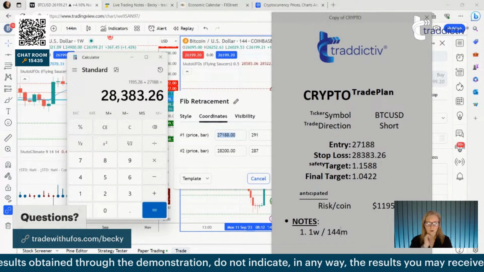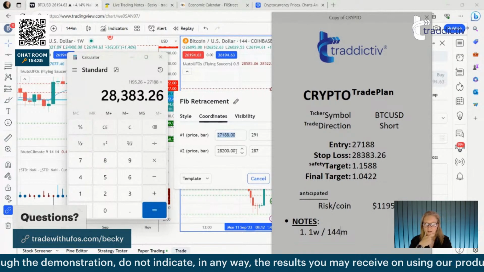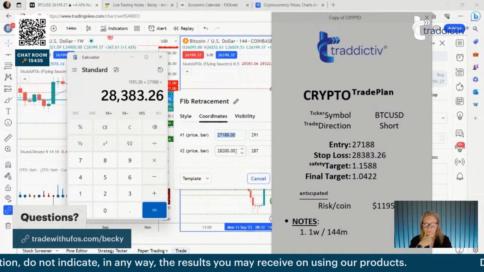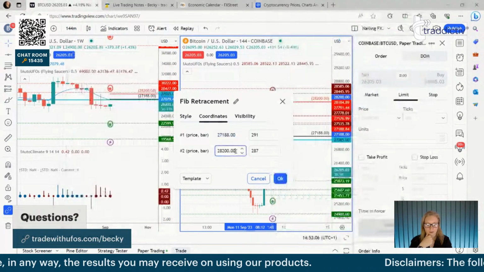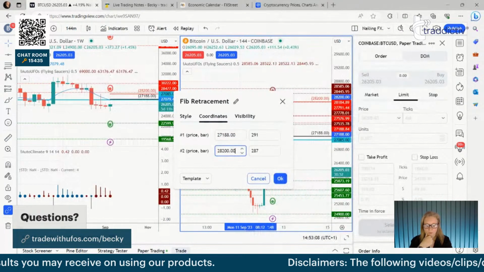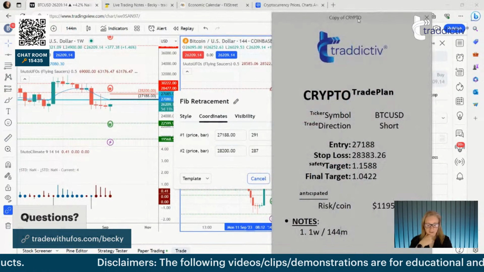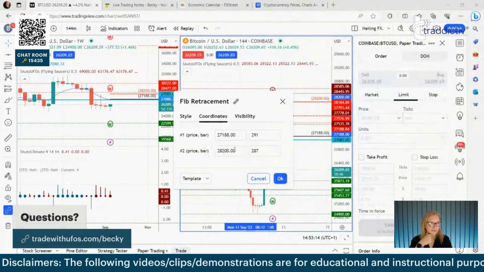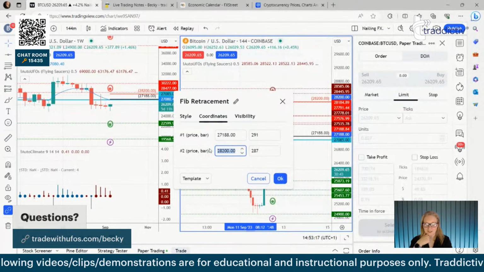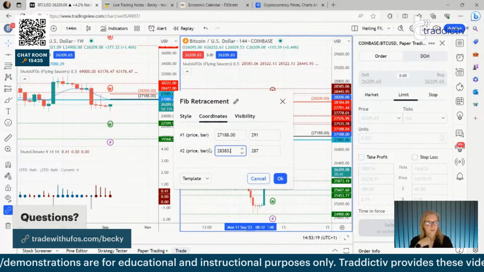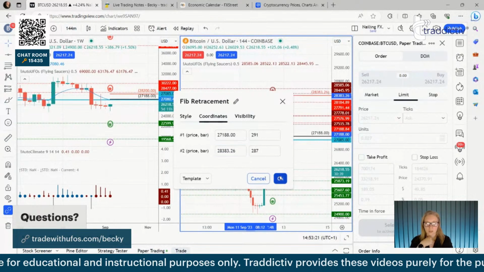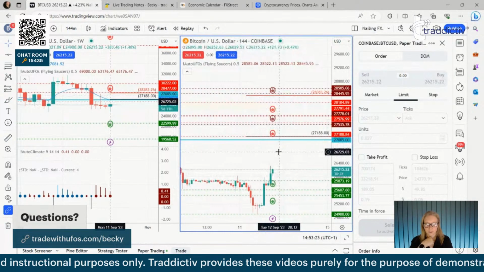Safety target we'll figure out in a second. And our final target we'll also figure out in a second. So the stop loss was, let me bring that up again. And I'm just going to move it over here in my eye line. Okay, so the stop loss was 28,383.26. There we are, nice wide area there.